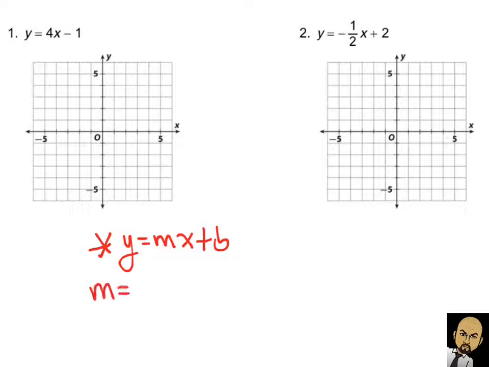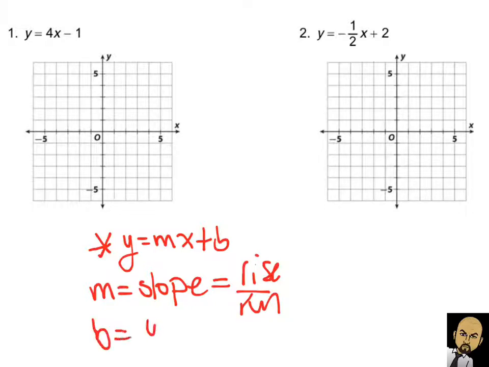Remember that m is going to equal your slope, which is the same thing as your rise over run. Remember, what is slope? Rise over run. Rise over run. And then the b value equals your y-intercept, which we also call our initial value.